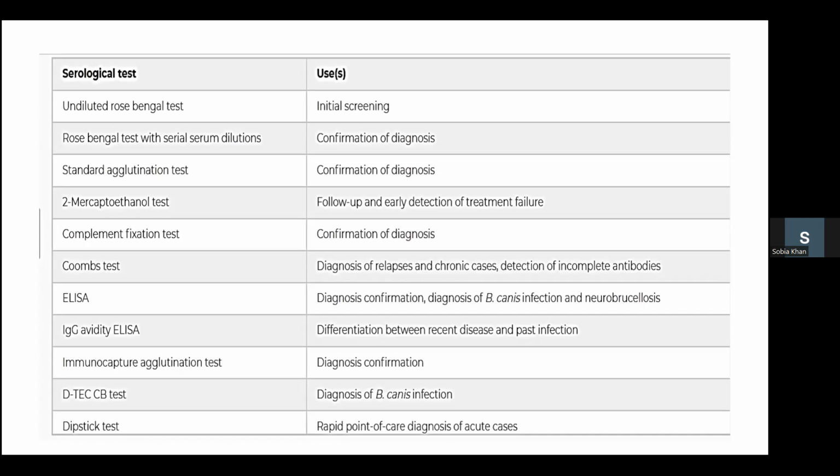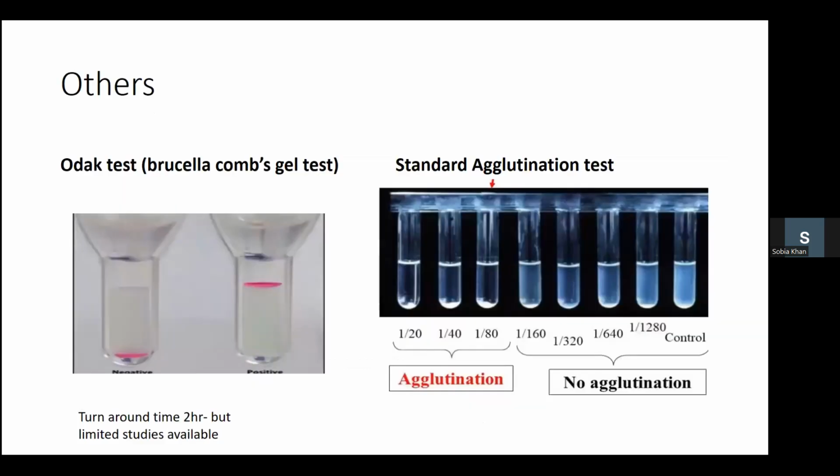And the ELISA, again, has a better sensitivity, but it requires at least 2 incubation periods, so it is labor intensive and has increased turnaround time. So there are various other methods that have been described in literature, but they have not gained as much popularity because of the limited studies.